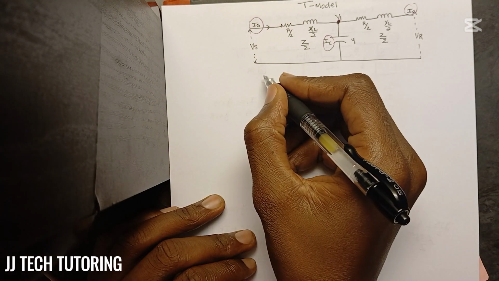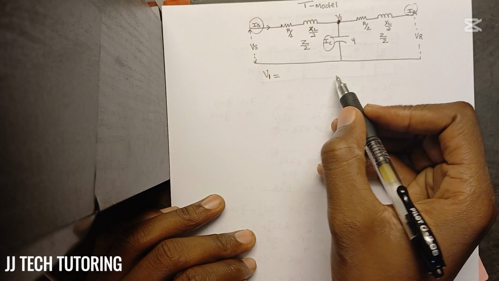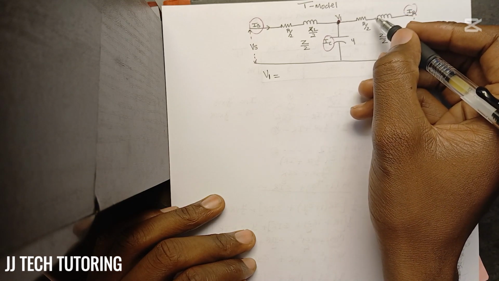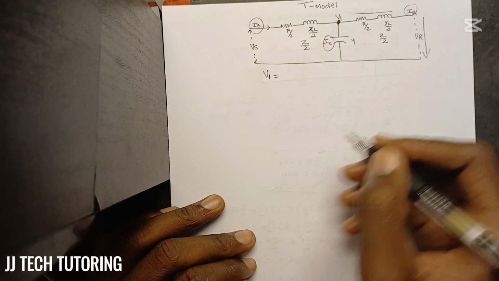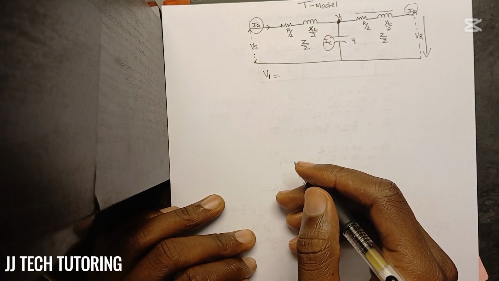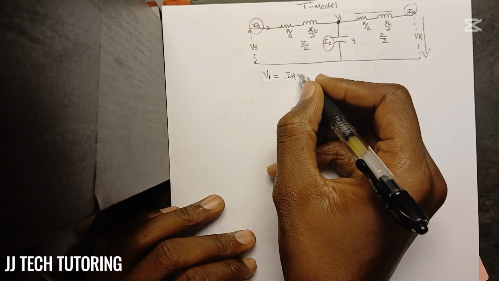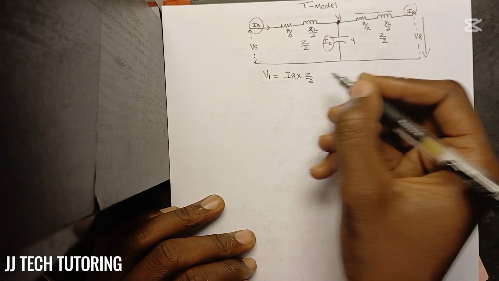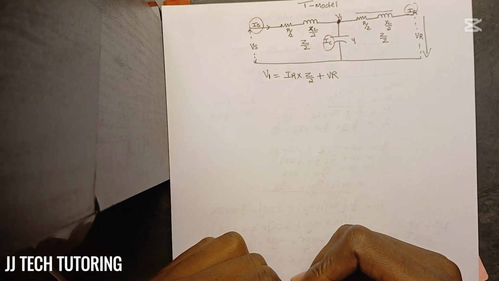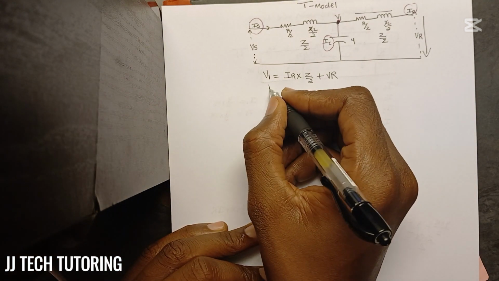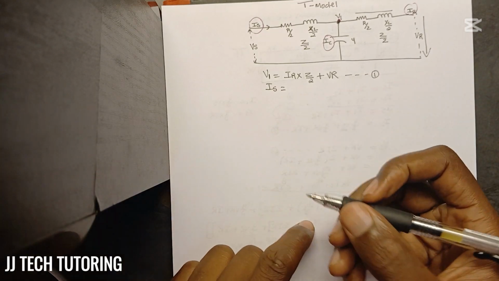Now V1 is equal to the voltage that is across this plus the voltage that is here. Makes sense, right? So that means we're going to say IR multiplied by Z over 2 plus VR. Makes sense, right? Now going forward, this one is equation 1. We can go for IS.